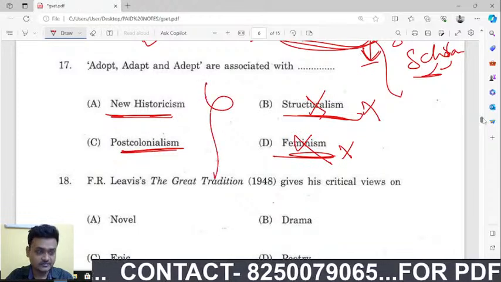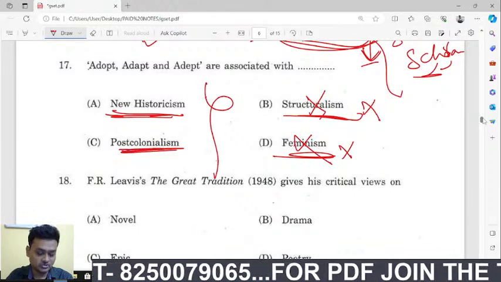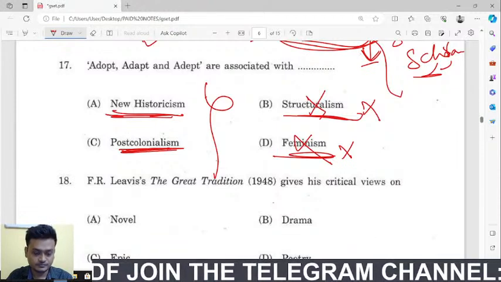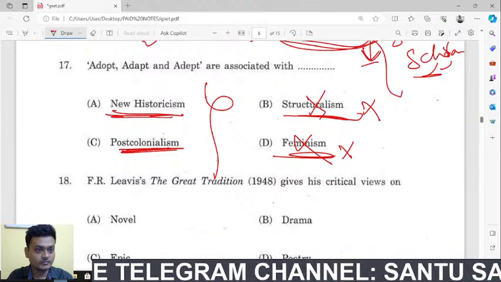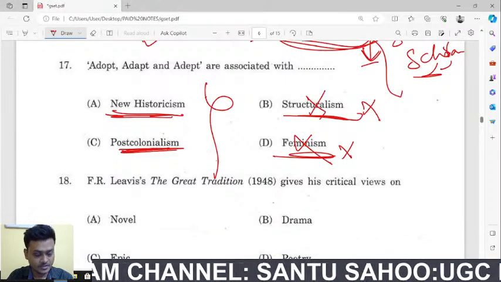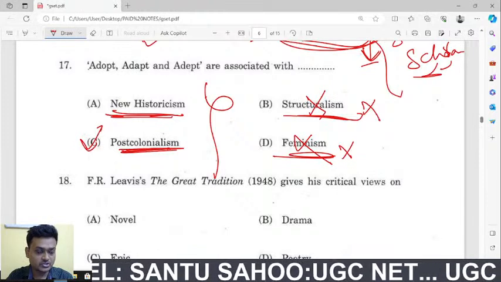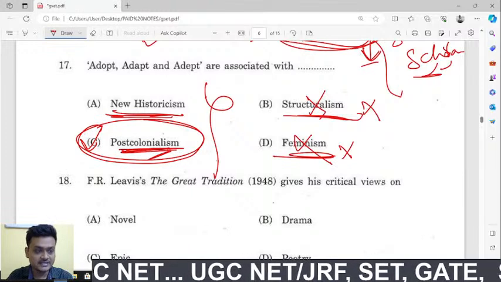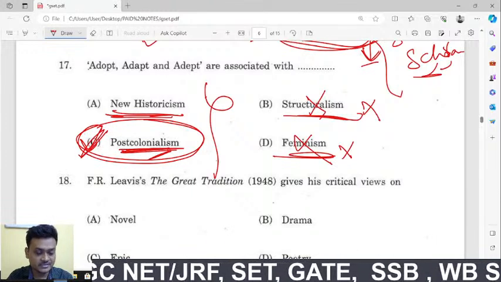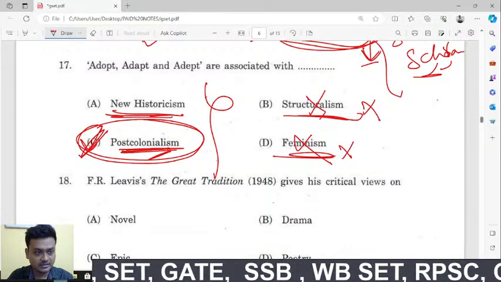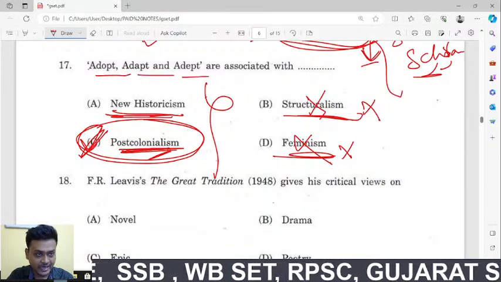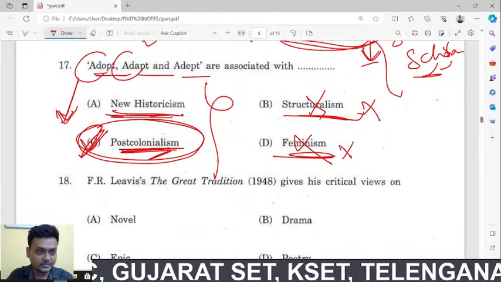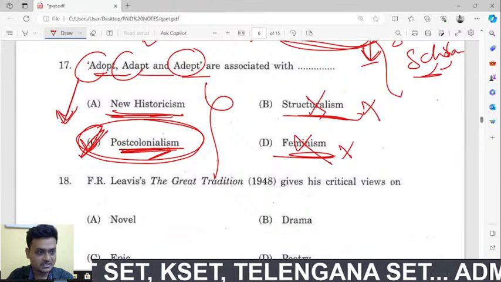Now the two options left are new historicism and post-colonialism. Now tell me. Exactly. Well done. It's post-colonialism. Adopt, adapt, and adapt. If you have joined the Telegram channel, I'll be sending an article regarding this adopt, adapt, and adapt. Read that article, which I'll send on my Telegram channel today only.